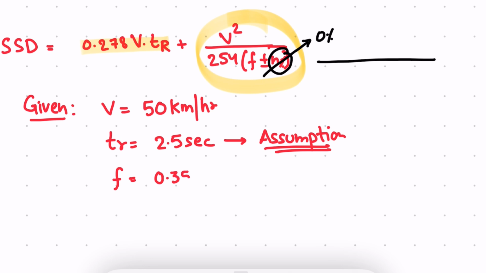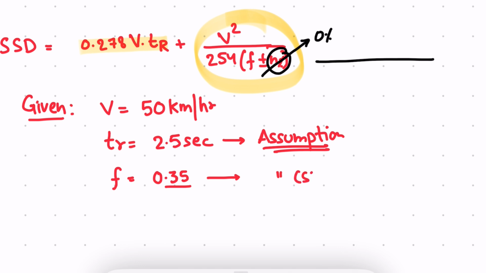Okay, this we had already discussed in the initial lectures when we were discussing the cross-section elements of the road. We discussed the lateral coefficient of friction and the longitudinal coefficient of friction, and then we discussed that the longitudinal coefficient of friction is 0.25, that is the standard value. Okay, so now we can see we have all the data.